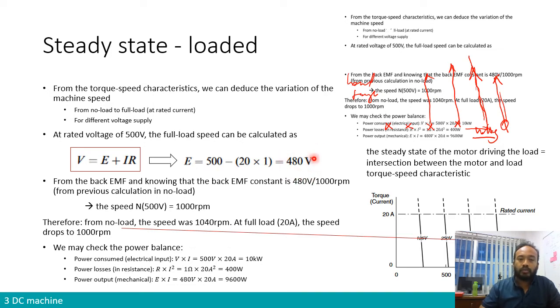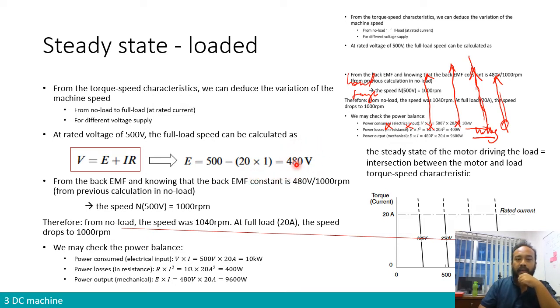Okay, E equals 480 volts. So at full load, when we supply the machine with 500 volts at the armature, the back EMF of the armature will be equal to 480 volts. It's not 500 volts because it is loaded. So there is a difference of 20 volts due to the resistance of the winding multiplied by the current that is circulating inside the armature winding.